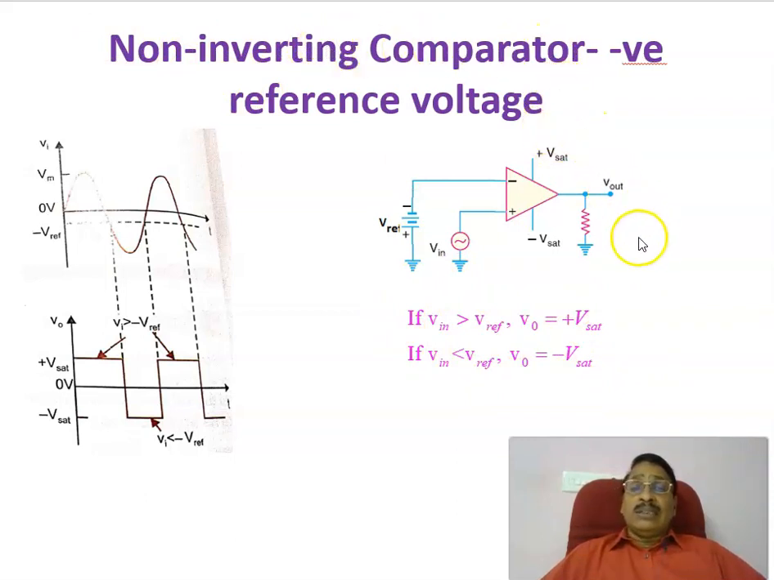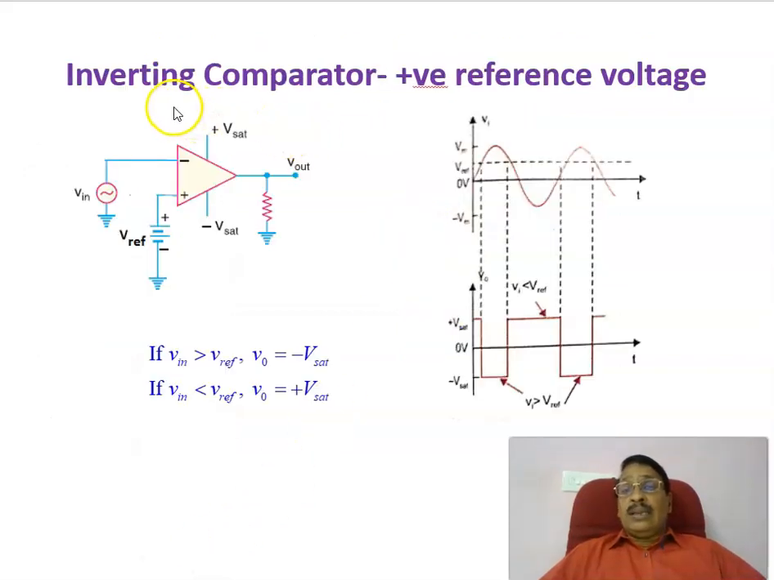For an inverting comparator, which we'll be seeing later, it will be the reverse of this one, that will be explained in the next slide. Anyway, for a non-inverting comparator, either you are applying a positive reference voltage or a negative reference voltage, output voltage will be plus V sat if input voltage is more than reference voltage, and output voltage equal to minus V sat if input voltage is less than V reference voltage. So the output voltage will be either plus V sat or minus V sat depending upon the magnitude of the input voltage as well as the reference voltage.